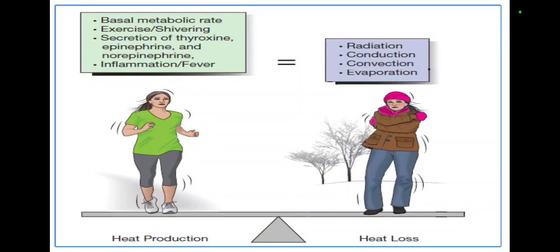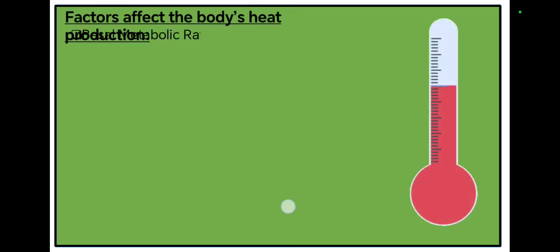So again, this is the balance. Anything that produces heat: we have the basal metabolic rate. If it's increased, it increases our heat production. When you're exercising or shivering, when there is an increased secretion of thyroxine, epinephrine, and norepinephrine, or if you are experiencing fever or inflammation, then our body produces increased heat, while our body loses heat through radiation, conduction, convection, and evaporation. Let's discuss this later.